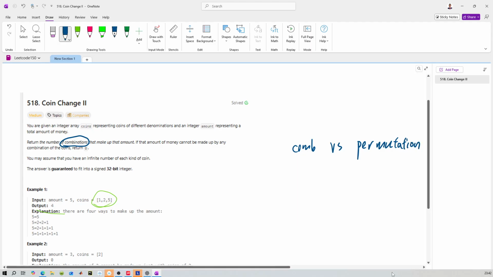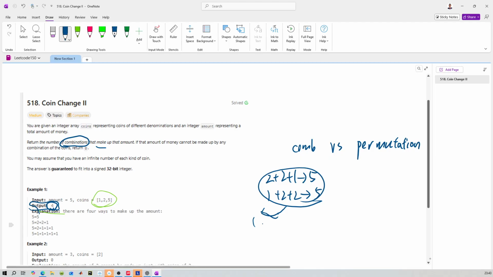Combination essentially means that 2 plus 2 plus 1 making up 5 is considered the same as 1 plus 2 plus 2. These two count as only one solution. That's why this problem's output is 4, the unique ways of making the number 5. Otherwise, you would have more than 4.